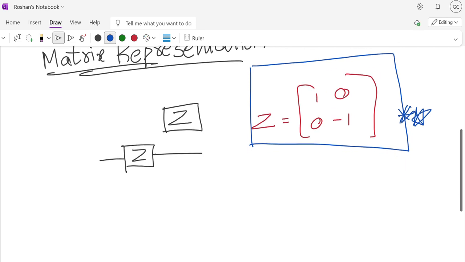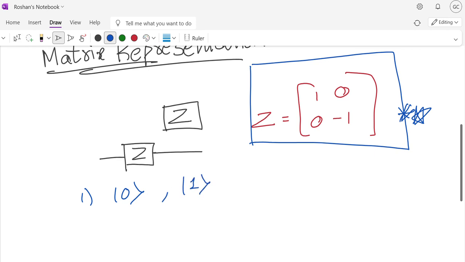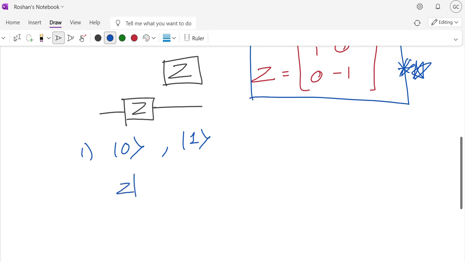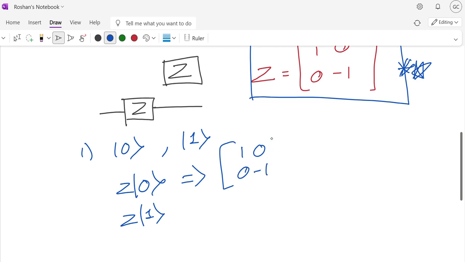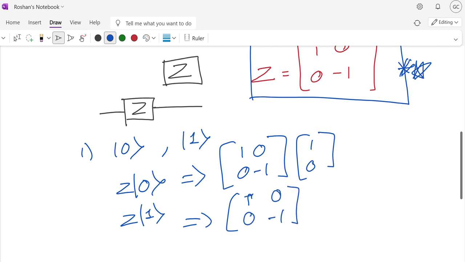So we'll take an example and understand how it works. We'll apply the Z gate on the ground state and the Z gate on the excited state. The Z gate is 1, 0, 0, minus 1. How will we represent 0 in matrix? 1, 0. How will we represent 1 in matrix? 0, 1. Perfect.